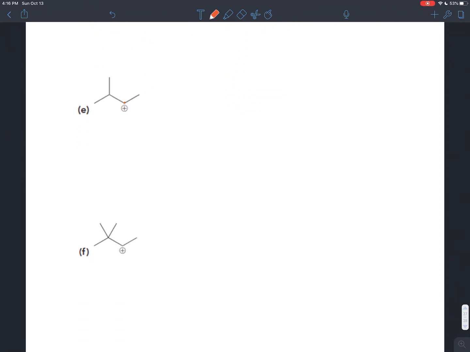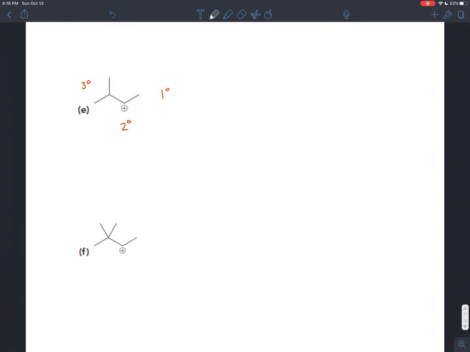For E, the carbon with the positive charge is bonded to two other carbons, so that's a secondary carbocation. To the right, if it moved there, that carbon is only bonded to one other carbon, so it would be primary. That would be a less stable carbocation. To the left, that carbon is bonded to 1, 2, 3 carbons, so if it moved there, that would be a tertiary carbocation. And so it's going to move to the left.